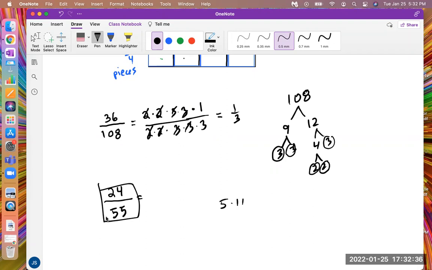I hope you really found this valuable, and the larger the numbers, the better this method works. If you have something like 555 over 24 and you wonder whether it can be reduced, you can take the smaller number and prime factor 24, and if none of the prime factors go into 555, then I know this fraction is completely reduced. It can simplify this process a lot.